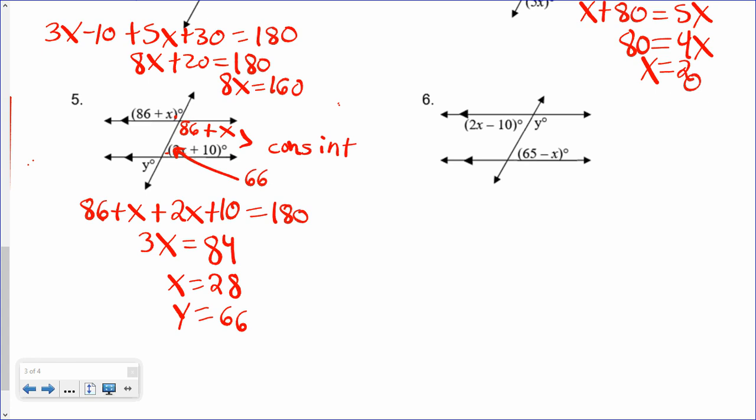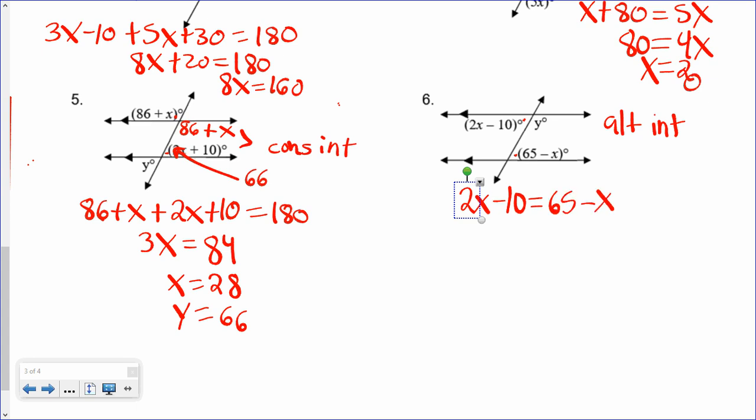Alright, let's come back together, everybody. Which variable do I have to find first? X, because there's 2 of that variable. What's the relationship between the 2 angles that have an x? They're going to be congruent because they are alternate interior. So what equation could I write? 2x minus 10 equals 65.